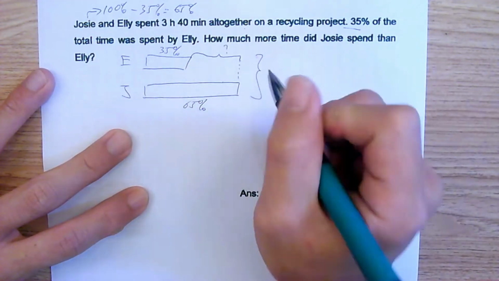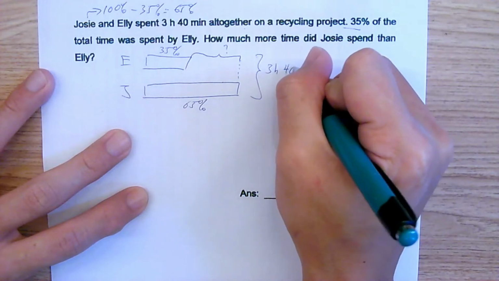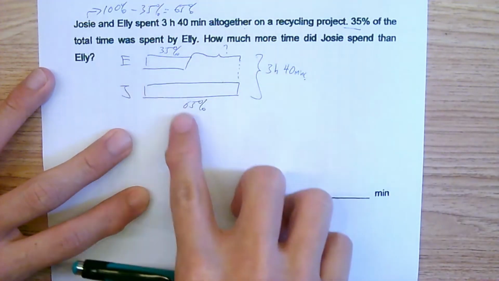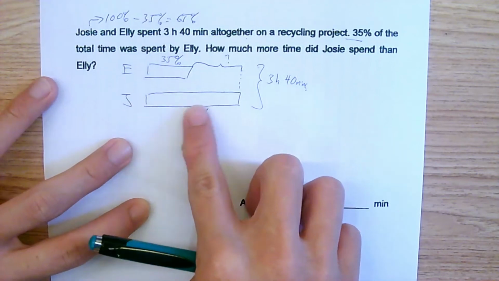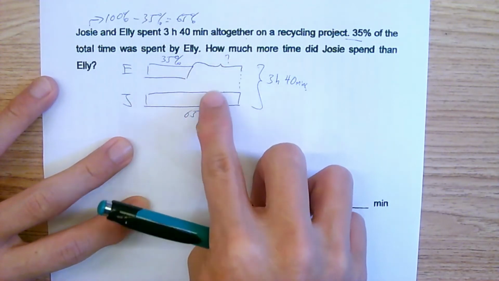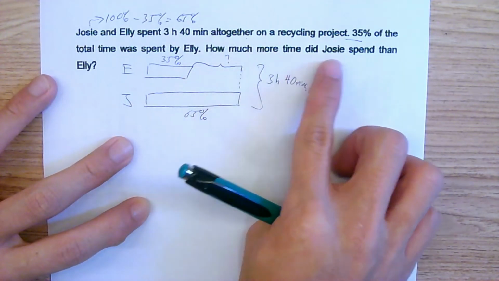And the total will be 3 hours and 40 minutes. So the strategy is always to go and draw the model, and then put a question mark to remind yourself what you are looking for. Now they said how much more time did Josie spend than Ellie?